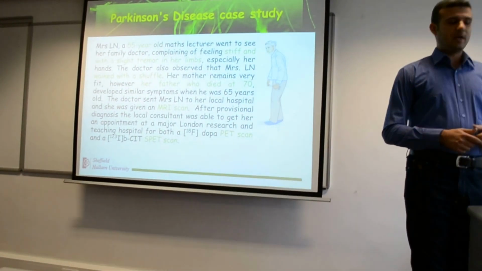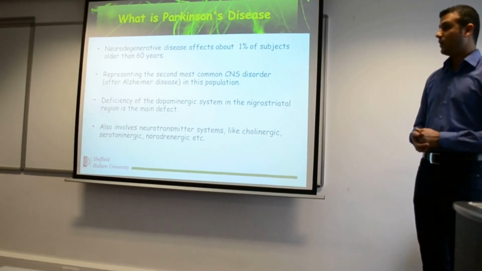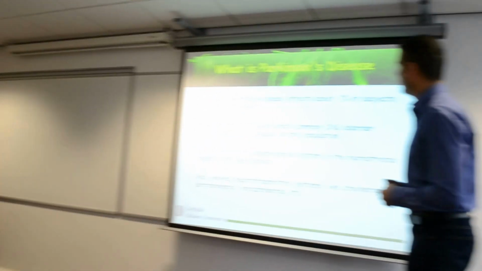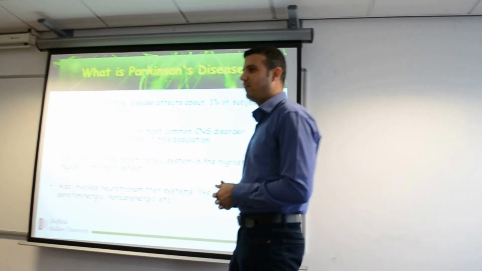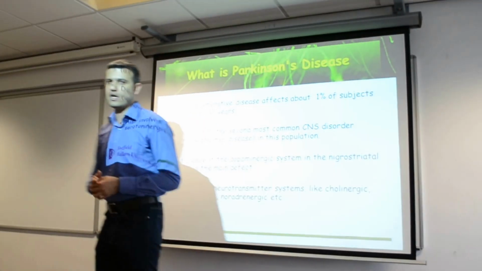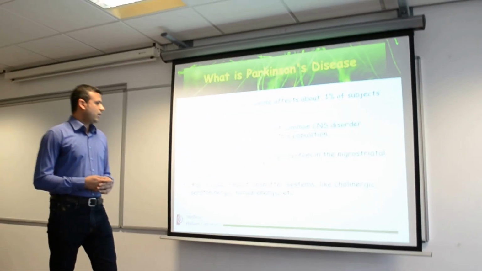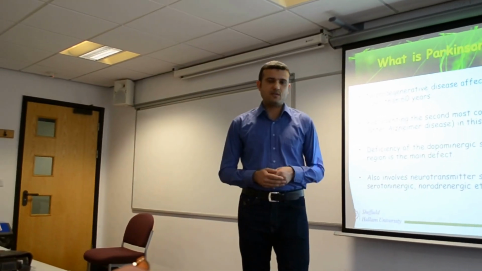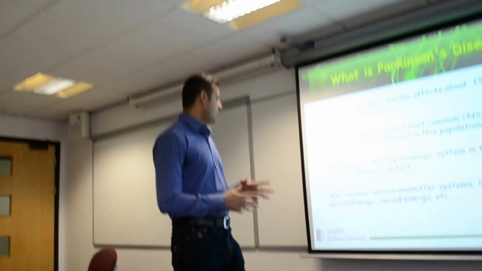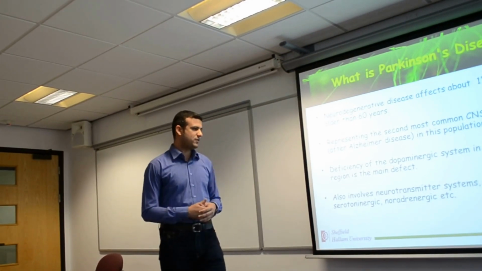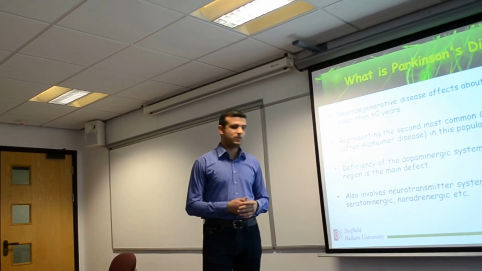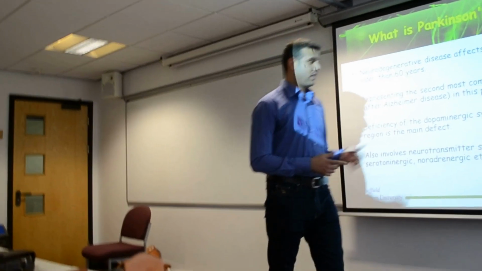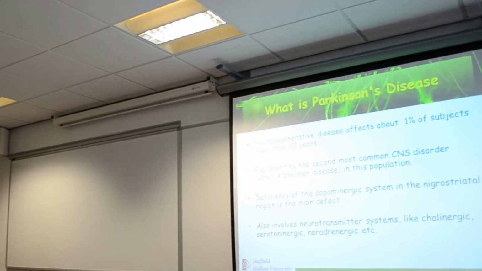So before we start with diagnosis, let's see what is Parkinson's disease. It is a neurodegenerative disease that affects about 1% of elderly people. It comes second after Alzheimer's, actually. The main defect is a problem with the dopaminergic system. Even there is some neurotransmitter systems defect, like cholinergic or serotonergic or noradrenergic, but the main one is dopaminergic.